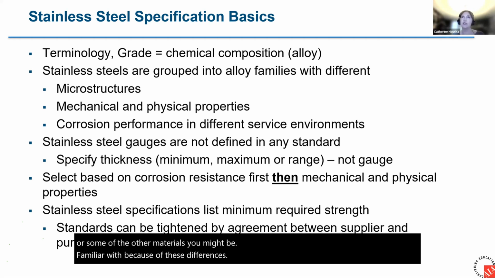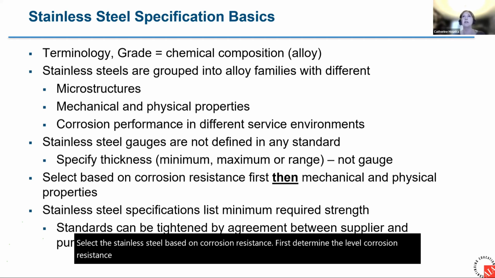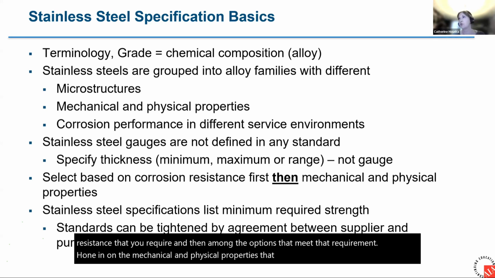Stainless steel gauges are not defined in any standard. So please specify the actual thickness, not the gauge. Select the stainless steel based on corrosion resistance first. Determine the level of corrosion resistance that you require. And then among the options that meet that requirement, hone in on the mechanical and physical properties that are preferred for your application.